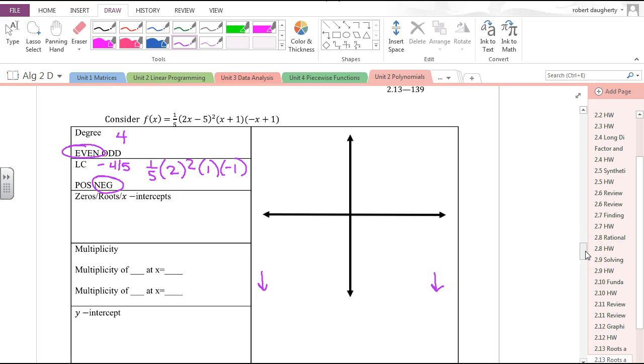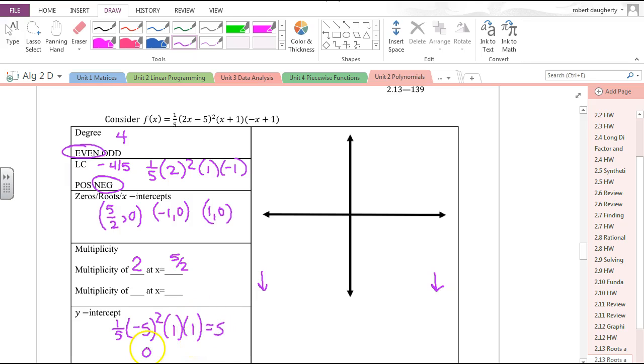What are my zeros, my roots, my solutions, my intercepts? Set each of the factors equal to 0, and you will get your roots to be what? 5/2, 0, negative 1, 0, and 1, 0. Any multiplicity? Yes, there is a multiplicity of 2 at the root 5/2. What is the y-intercept? The y-intercept is what you get when x is 0. So that is 1/5 times negative 5 squared times 1 times 1. That is 5. So 0, 5 is the y-intercept.